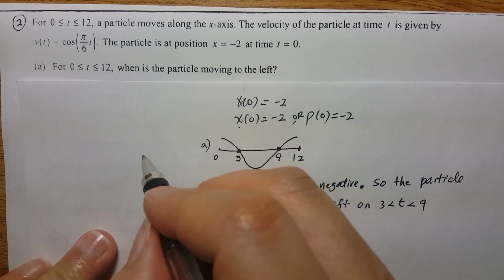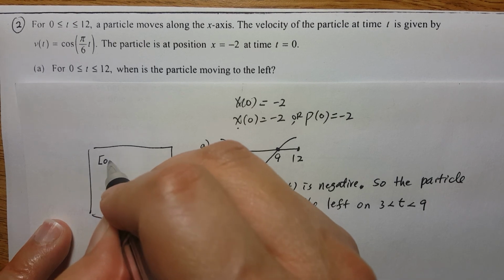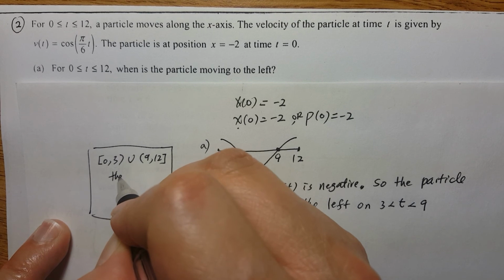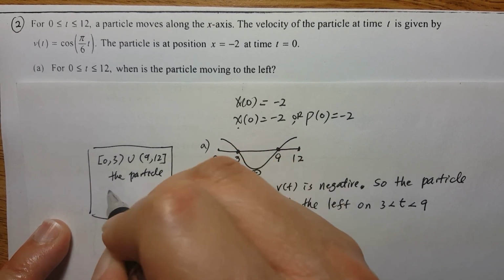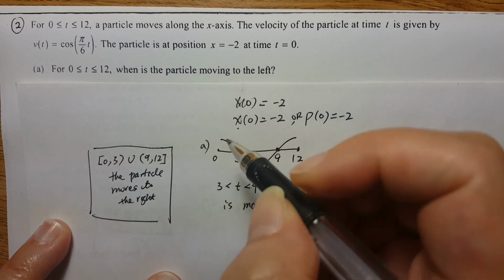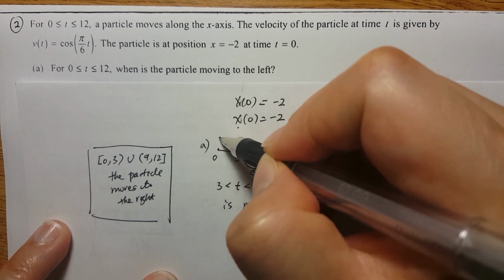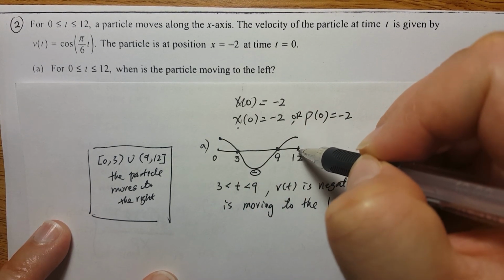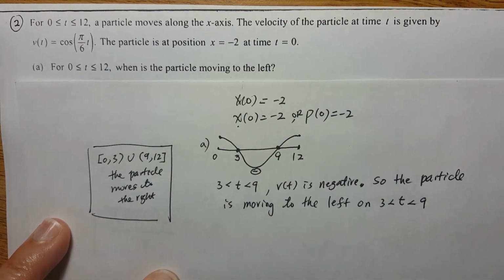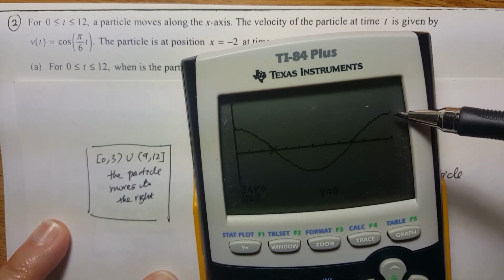So now let's review a little bit. This was not asked in the question. So from 0 to 3 and 9 to 12, the particle moves to the right. The reason is at t equals 0, your v of t is positive. And also at t equals 12, your v of t is positive, so therefore you have to include them. Okay, if you look closely, your v of 0 equals 1, and your v of 12 is also equal to 1.